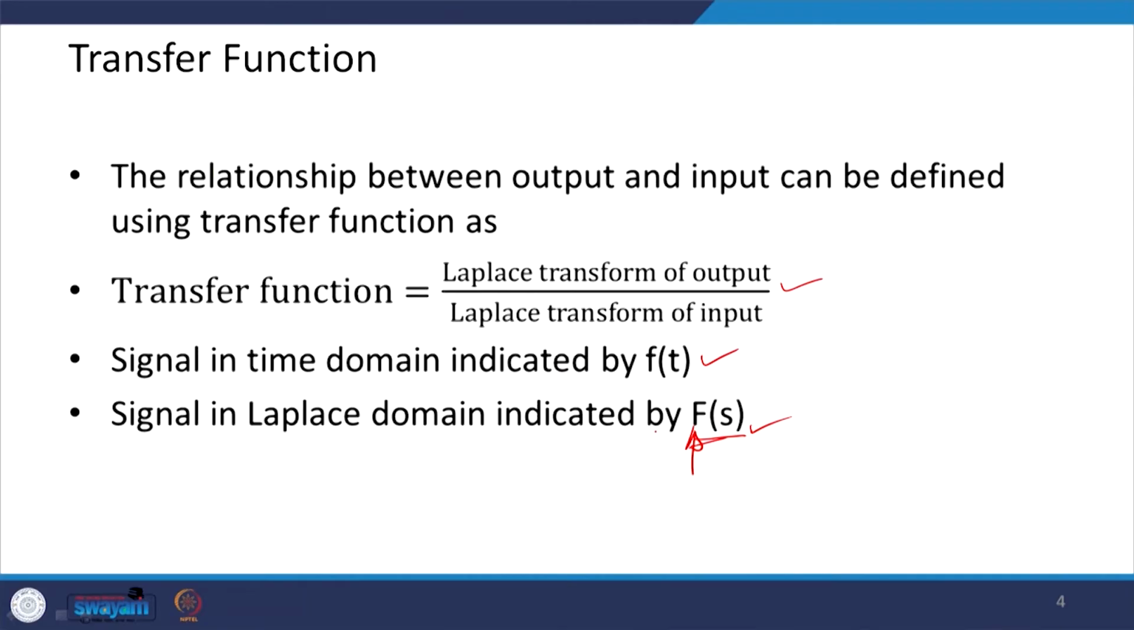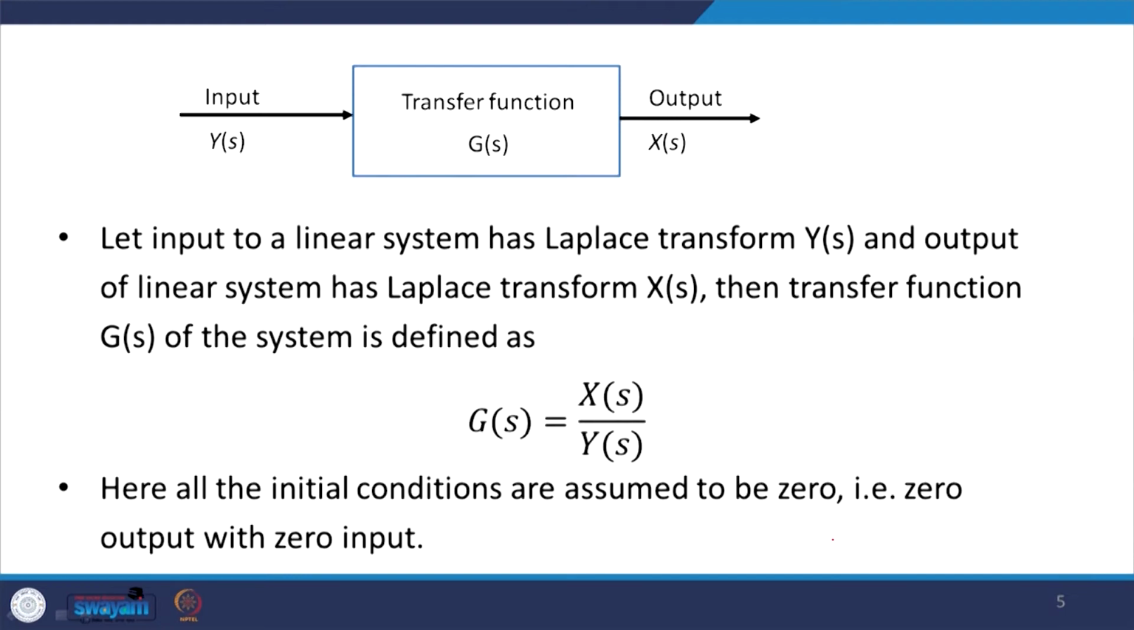A signal in time domain is depicted by f(t), whereas a signal in Laplace domain is depicted by F(s). In Laplace domain, we always write the function in capital letters, that is the universal convention, whereas in time domain we write it in terms of small letters. So, suppose I have got a transfer function G(s), which is subjected to input Y(s), and the output is X(s). So, G(s) is X(s) by Y(s), and here we assume the initial conditions to be 0, that is 0 output with 0 input.